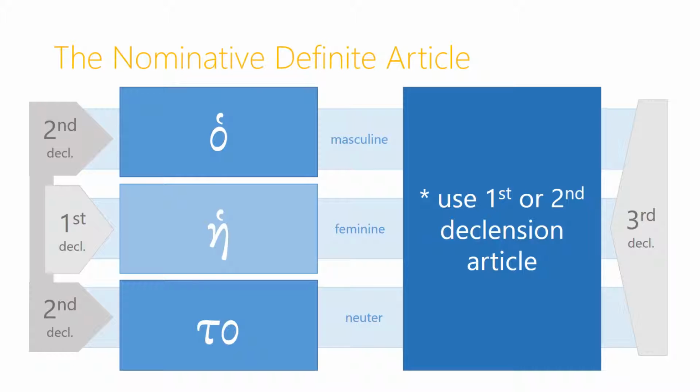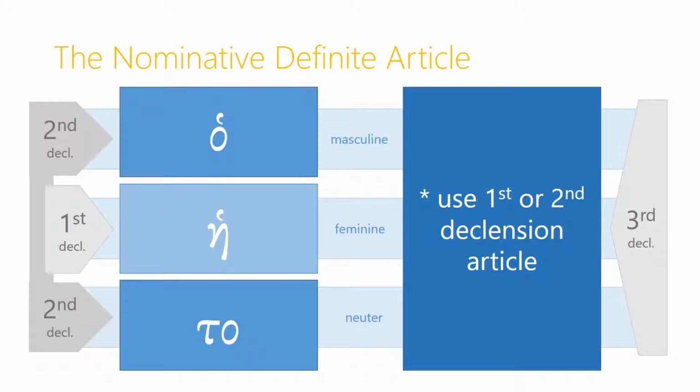These are the forms of the nominative definite article. In the second declension masculine, it's ha. In the first declension feminine, it's he. And in the second declension neuter, it's ta.